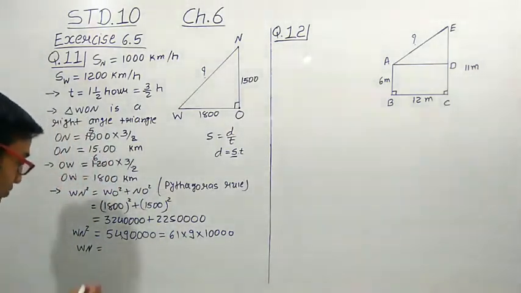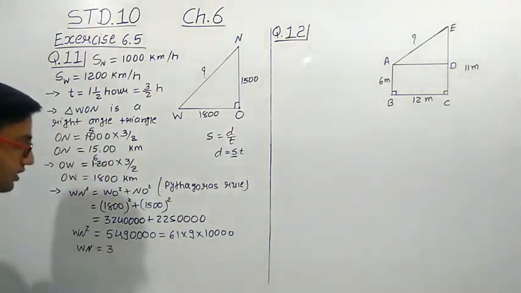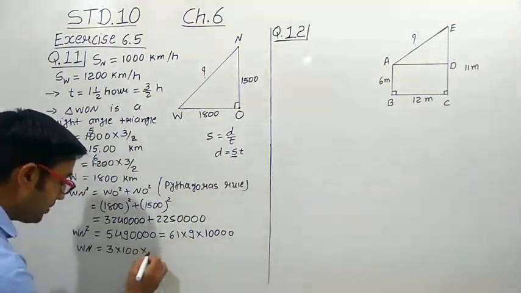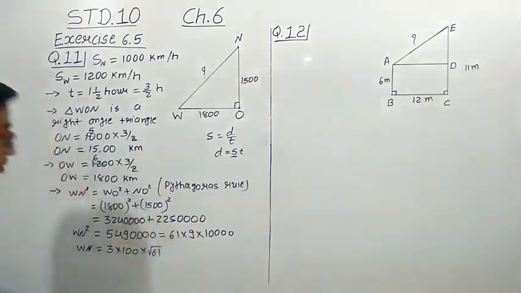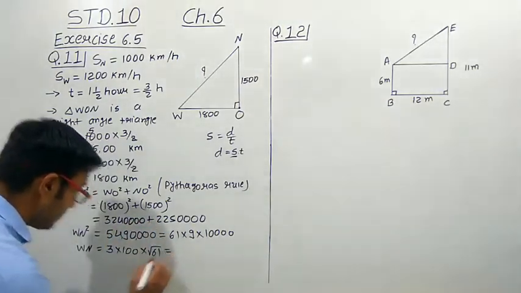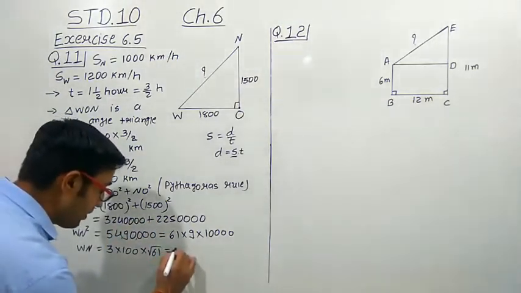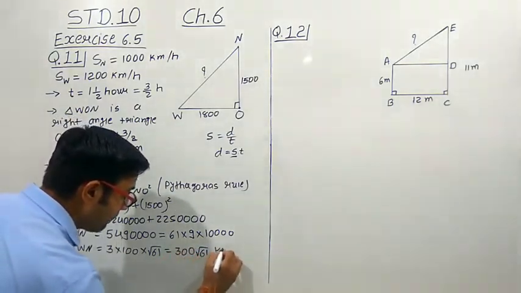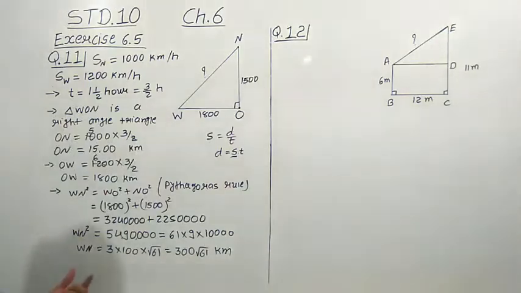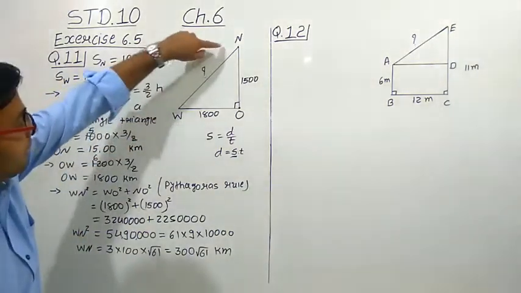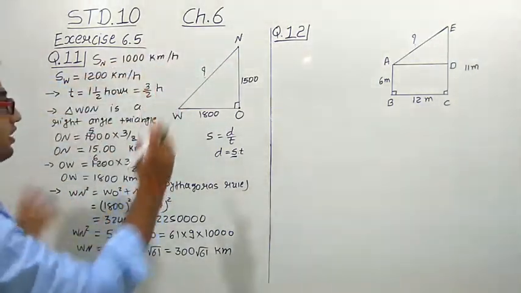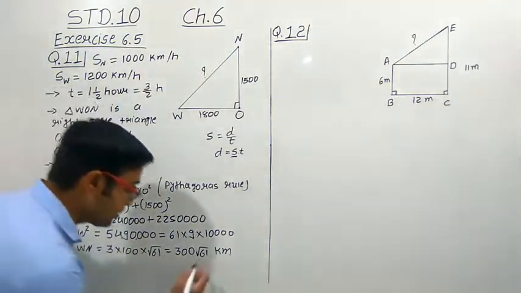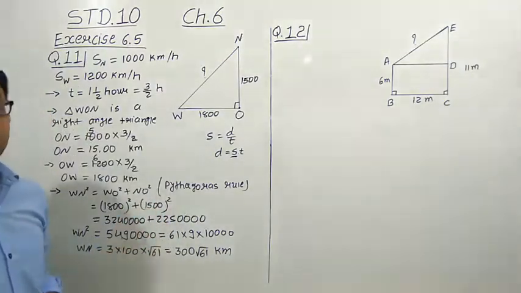The square root of 9 is 3. The square root of 10,000 is 100. And the square root of this remains root 61. So let us multiply these numbers: 300 root 61 kilometers. So this is the distance between these two planes which are going in different directions. After 1.5 hours, they are 300 root 61 kilometers apart from each other.